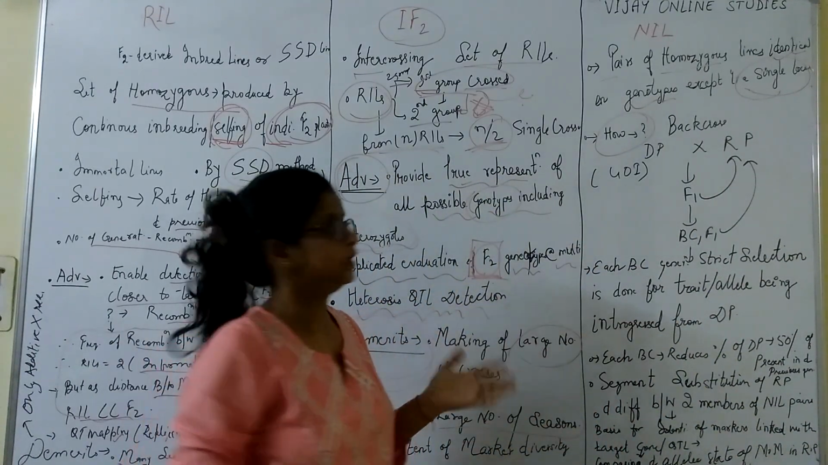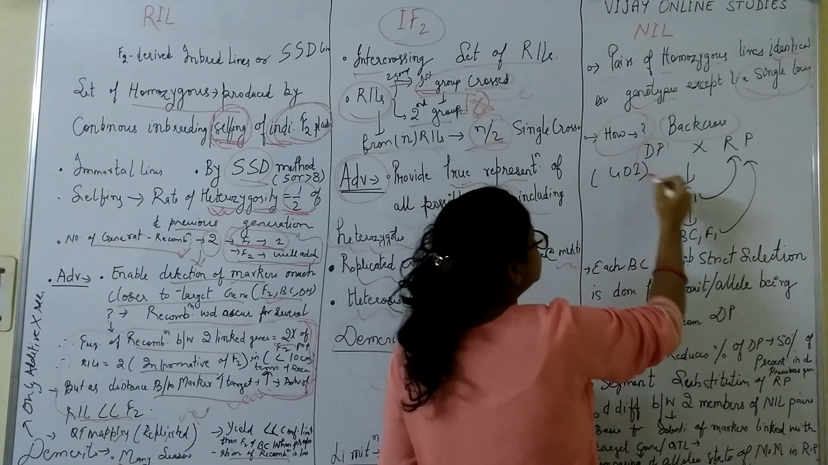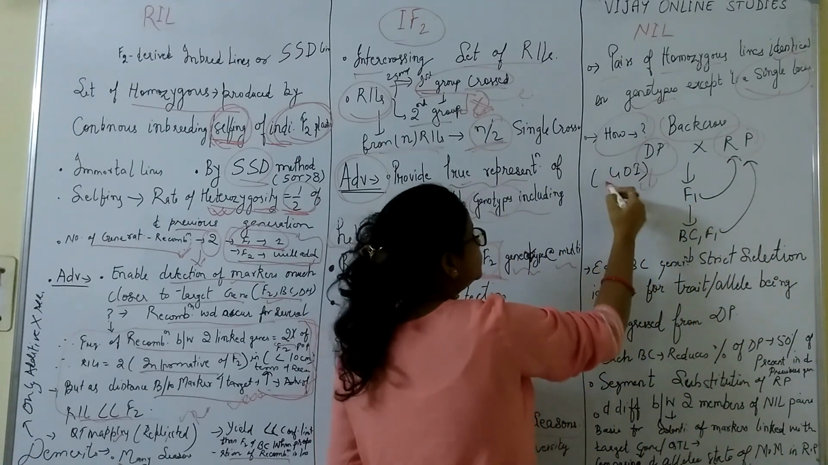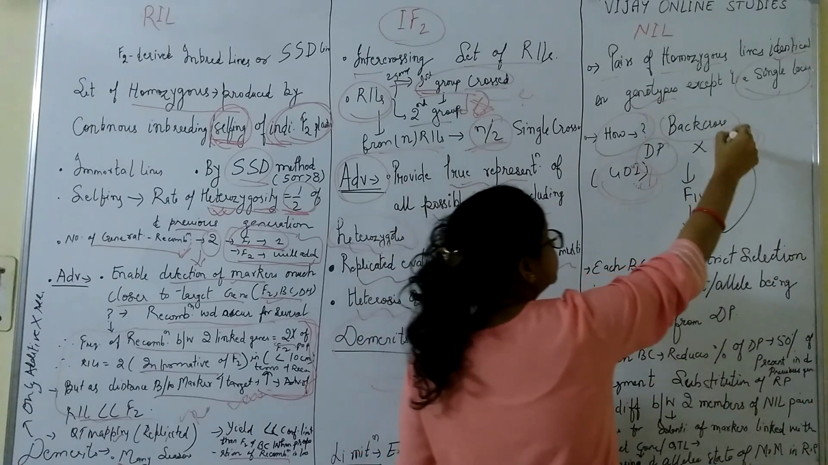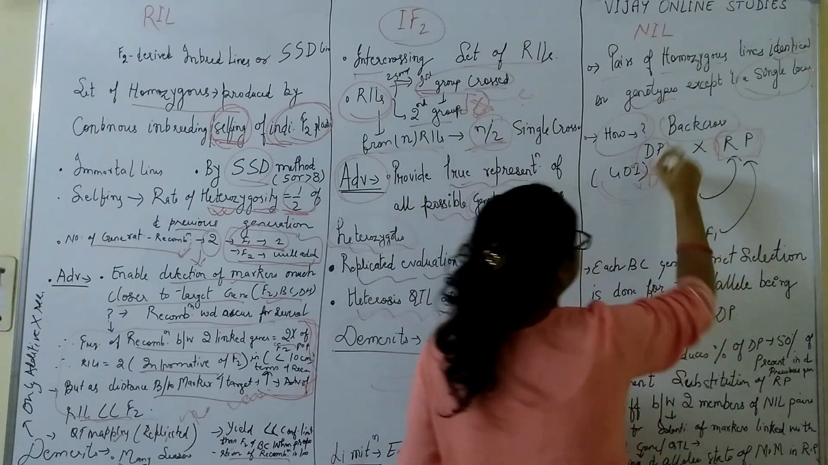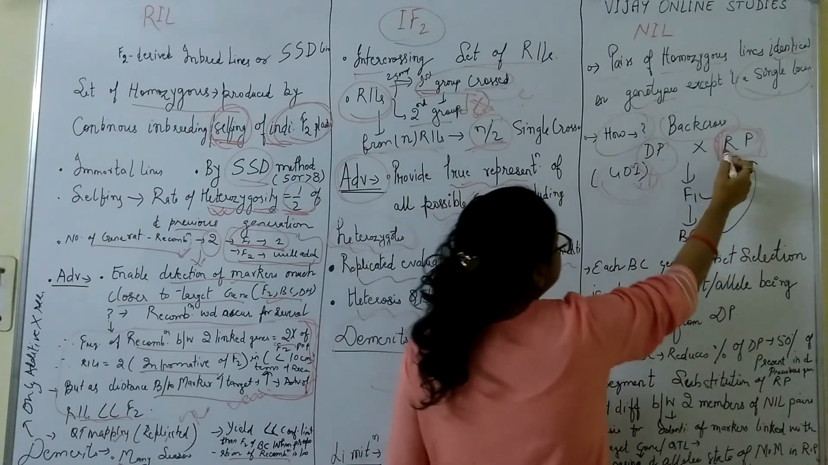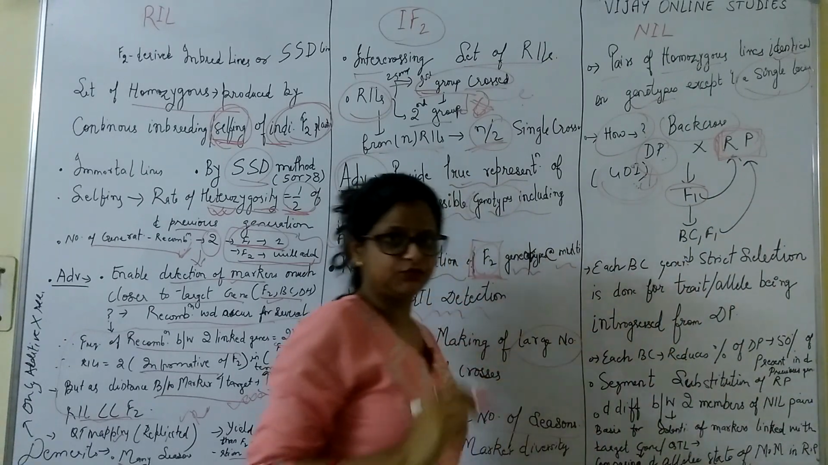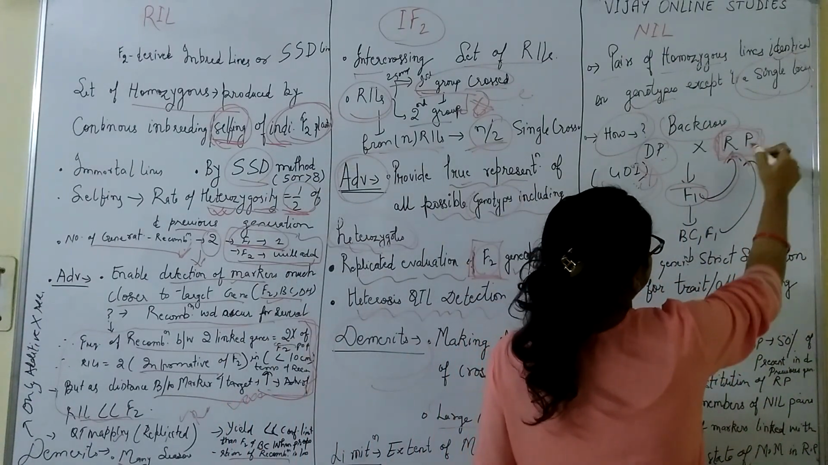Simple, backcrossing. How do you go for backcrossing? You have two parents. One is the donor, one is the recurrent. Donor means the parent which has the gene of interest which you want to map and transfer into the recurrent parent. So first you will cross these two parents. You will obtain F1 lines. Then you will backcross this F1 line with the recurrent parent.